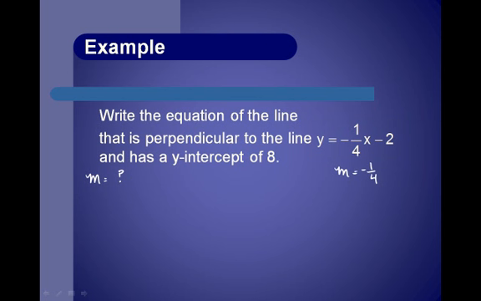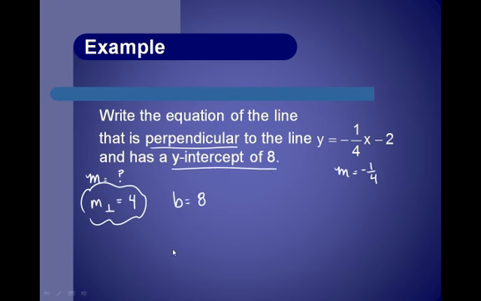Because we're looking for a line that's perpendicular, we are going to use a slope that is a negative reciprocal. So the perpendicular slope would be the negative of negative, which would be positive, the reciprocal of 1/4, which would be 4. So we're going to use a slope of 4. We also know that the y-intercept is 8, so we have a slope of 4 and a y-intercept of 8, so we use y equals mx plus b, which would be y equals 4x plus 8.